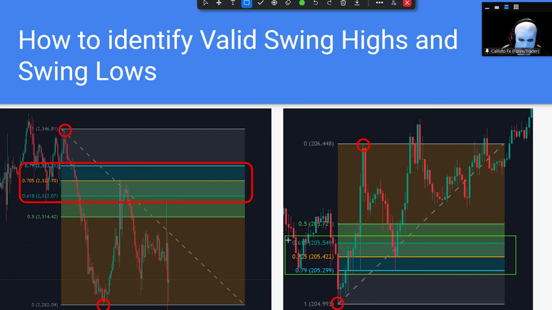Using these key areas, these three levels that I've marked out, as my area of support. This is why Fibonaccis are so powerful, especially in a trending market. Okay, let's move on to the next chart.